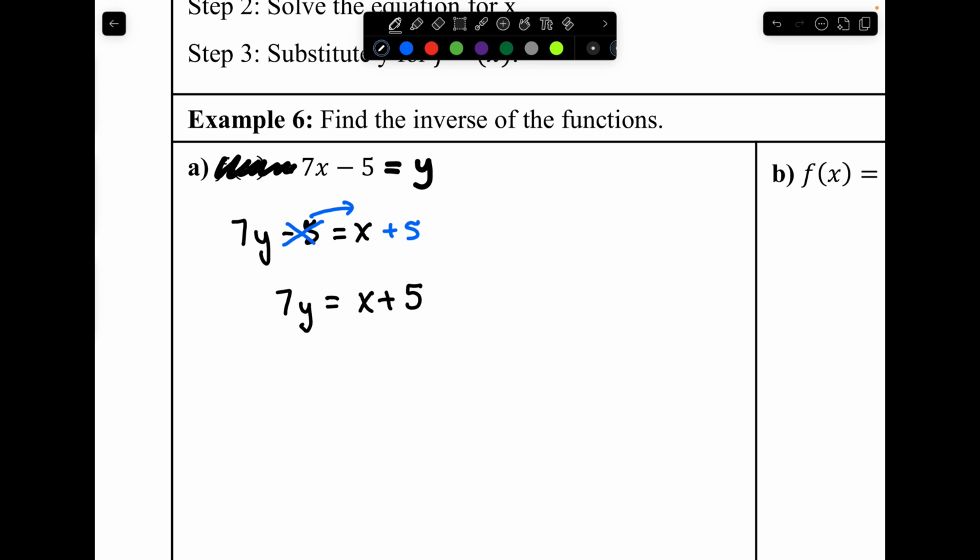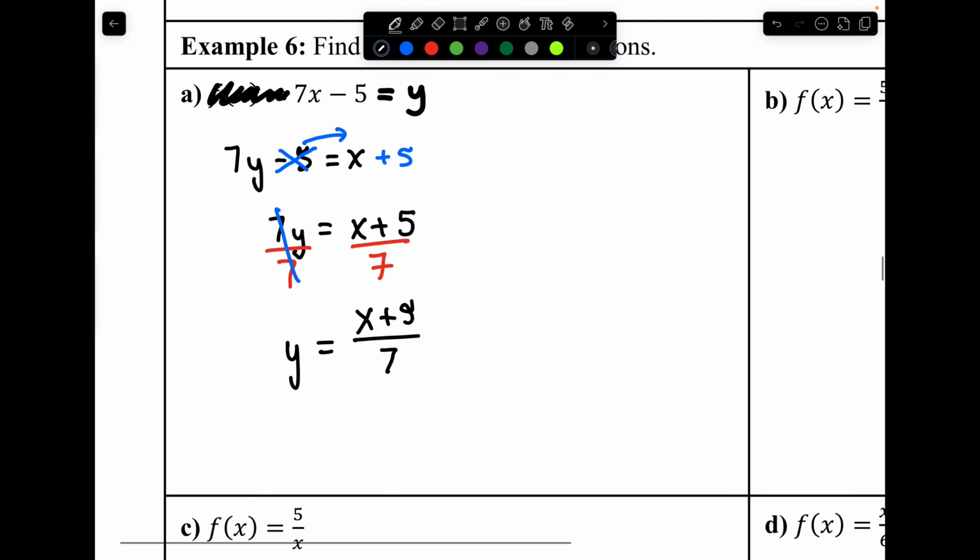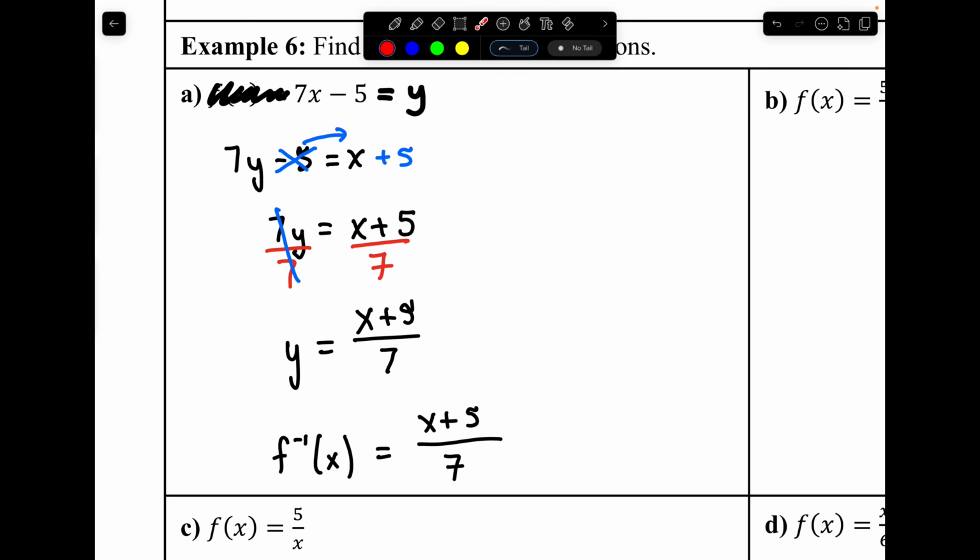Now, going into our second step, because we have 7y is equal to this, the way we're going to solve this equation is by dividing by 7. So this side gets divided by 7, and this side gets divided by 7. So this is going to be reduced, and y equals x plus 5 over 7. And now that we have the y isolated, that is your inverse. Now the notation, remember, for inverse is this notation there. So I'm just going to write that I have the inverse of f using said notation, and here is my answer.